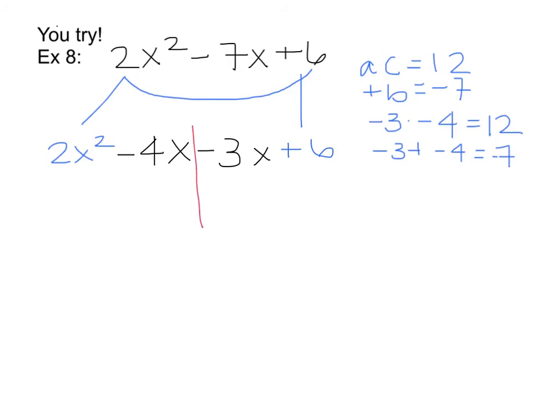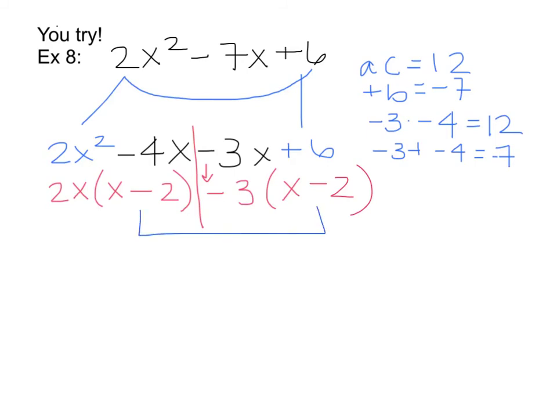What does 2x squared and 4x have in common? 2x, which leaves me with x minus 2. Bring down the minus sign. What does 3x and 6 have in common? A 3. So that leaves me with x. Now take this into consideration. 6 divided by -3 is going to give me a -2. So make sure your two parentheses are the same. They are. Factor out an x minus 2, which leaves you with 2x minus 3. And that's how you factor 2x squared minus 7x plus 6.